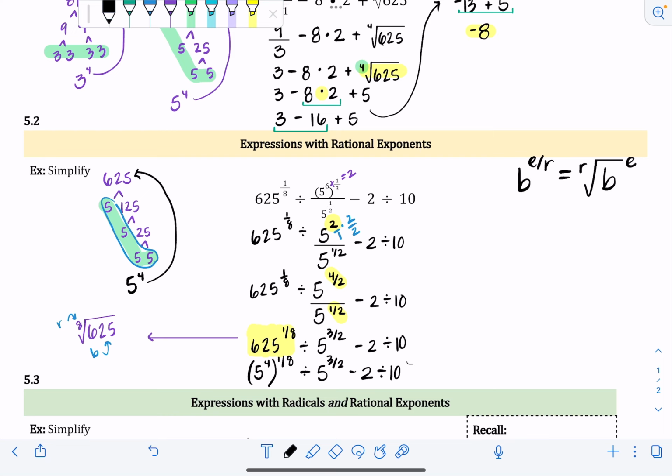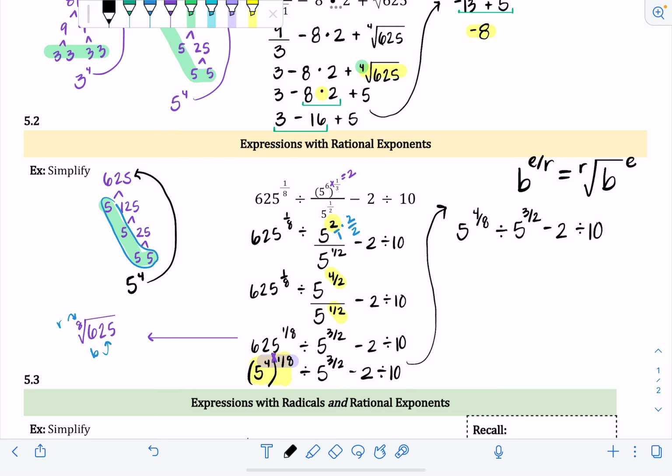Okay, so for the next step, now I have right here a power to a power. So I have 5 to the 4th to the 1/8. When I have a power to a power, I multiply those exponents. So if I multiply 4 and 1/8, it would become 5 to the 4/8. And then I'm going to copy the rest of the problem down. So divided by 5 to the 3/2. And then minus 2 divided by 10.